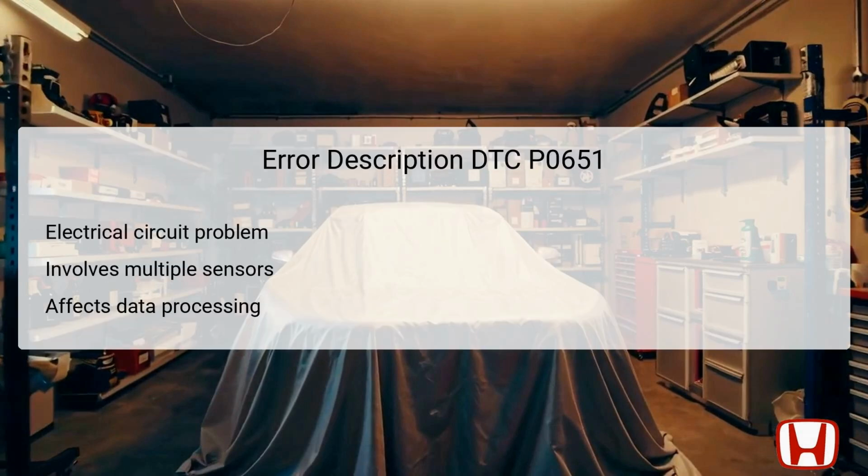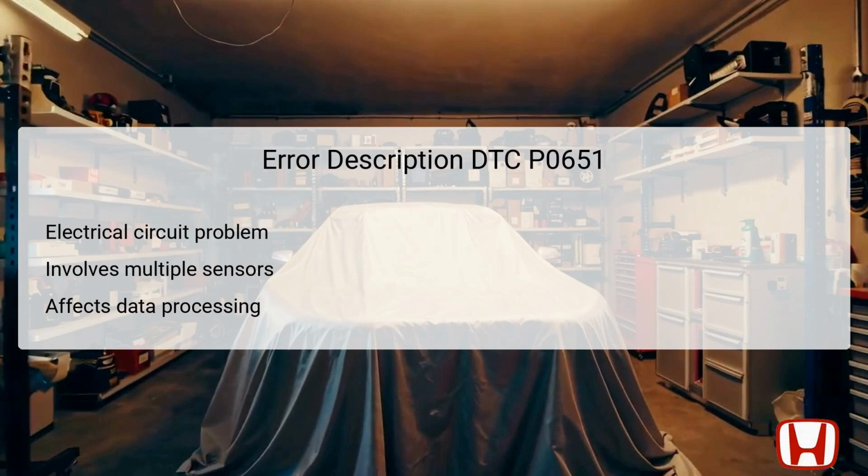The DTC P0651 indicates a malfunction in the electrical circuit associated with the sensor reference voltage 2, impacting various components. The primary components involved include the CVT speed sensor and the torque converter turbine speed sensor, both of which are crucial for the proper functioning of the continuously variable transmission, CVT, system.